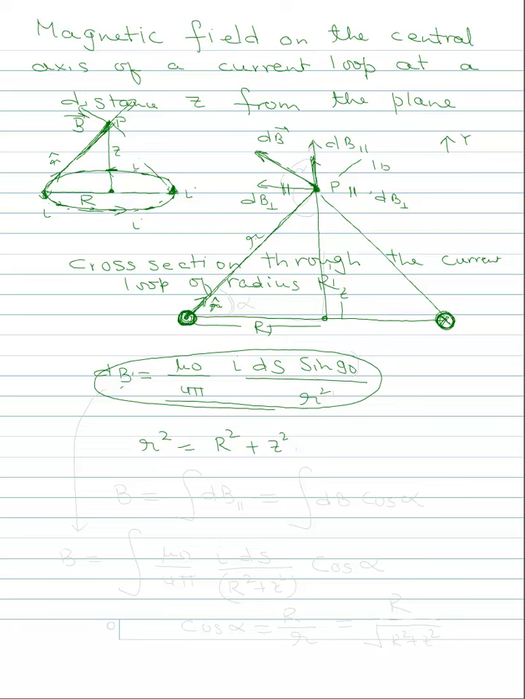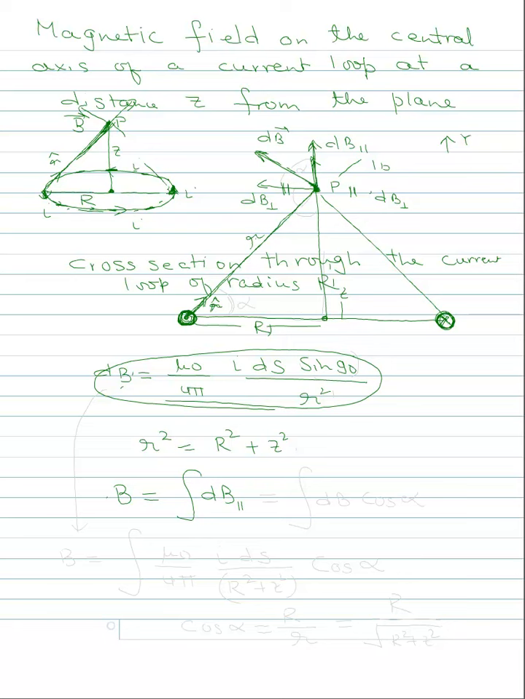So basically what we are saying is that the only magnetic field that survives is the parallel component of the magnetic field, and so the direction of the net magnetic field at this point is definitely pointing up. All we need to now worry about is the magnitude of the magnetic field, and that magnitude is going to be the integral of dB parallel. So what is dB parallel?